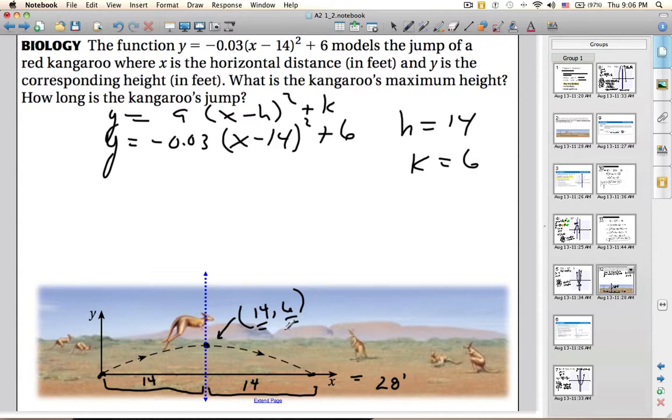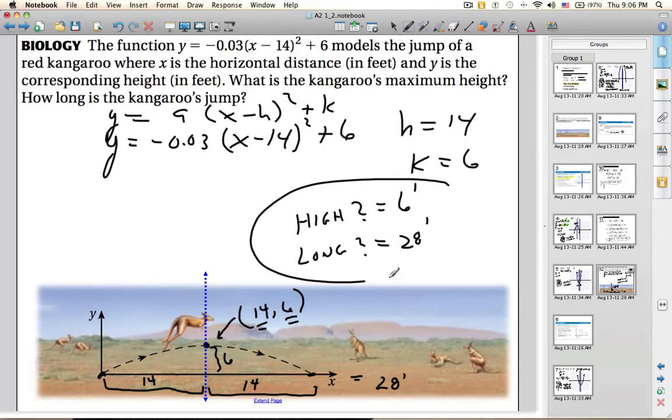The y-coordinate, that's this distance here, that's the 6. How high did he jump? He jumped 6 feet high. That was his highest. And how long did he jump? He jumped 28 feet. Okay, so an understanding of what's going on in this problem makes it very easy to figure out what were the values necessary to answer these questions.